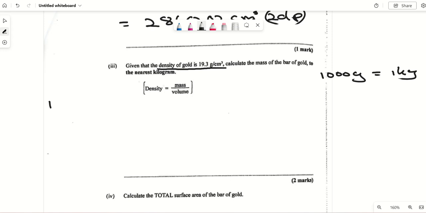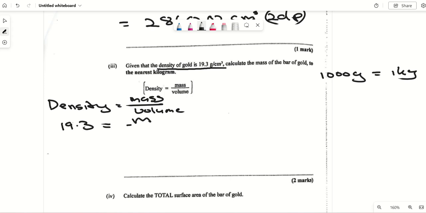So you're going to use the formula density is equal to mass over volume. Volume is something that we found above. We don't know mass, but they gave us density. So density, 19.3, is equal to M over your volume, which is 2860.02, which is what we found above. So we're going to make M the subject. We need to find the mass, in kilograms.